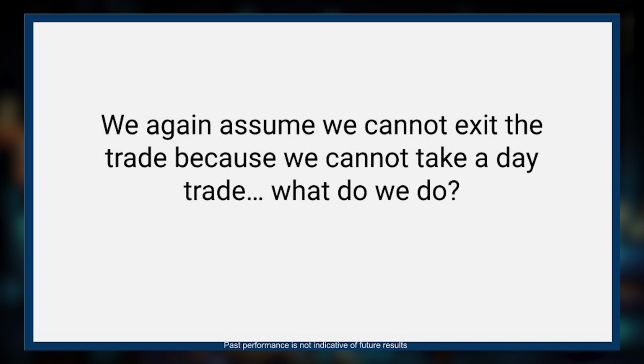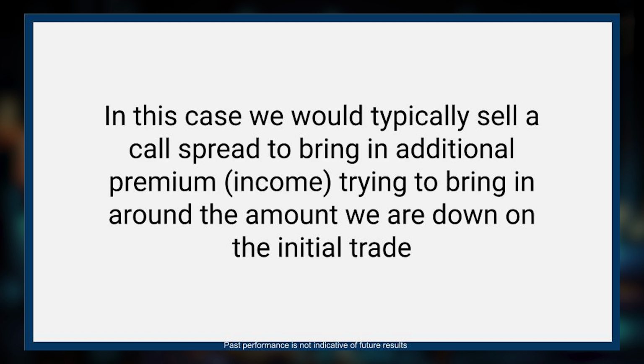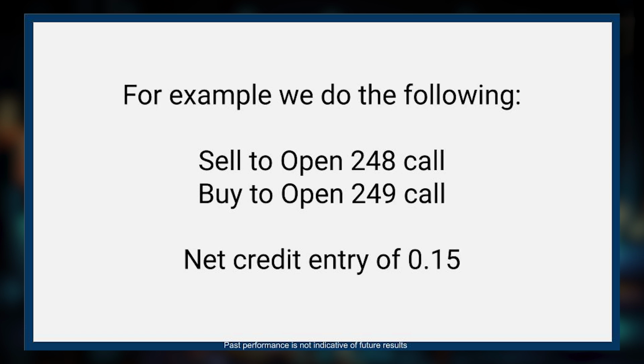We can assume we cannot exit the trade because we cannot take a day trade. What do we do? Well, in this case, we typically sell a call spread to bring in additional premium, lowering our risk again, trying to bring in the amount we're down on the initial trade. For example, you'd sell to open a 248 call, buy to open a 249 call, and have a net credit of 15 cents, which adds to that initial 30 cents, equaling the 45 cents it would take to buy that one side back.